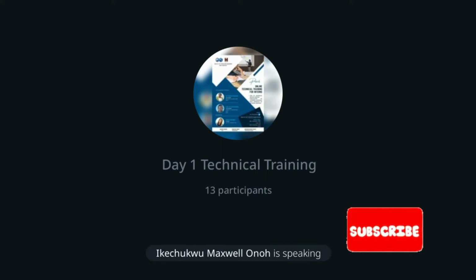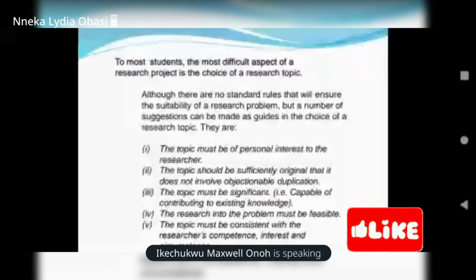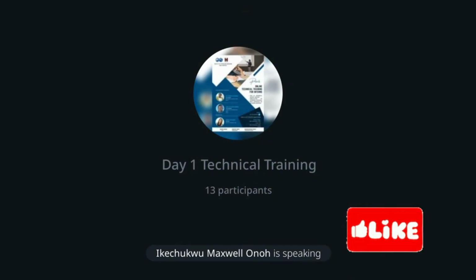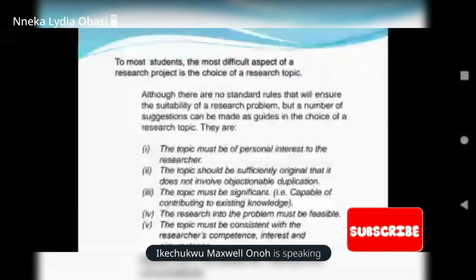You must not go and copy what some other person has done. We are not saying you may not toe the line of other researchers before you in a particular area, but you should be able to make it original by trying to carve out a niche from what other people have done before, so that your work will be original.